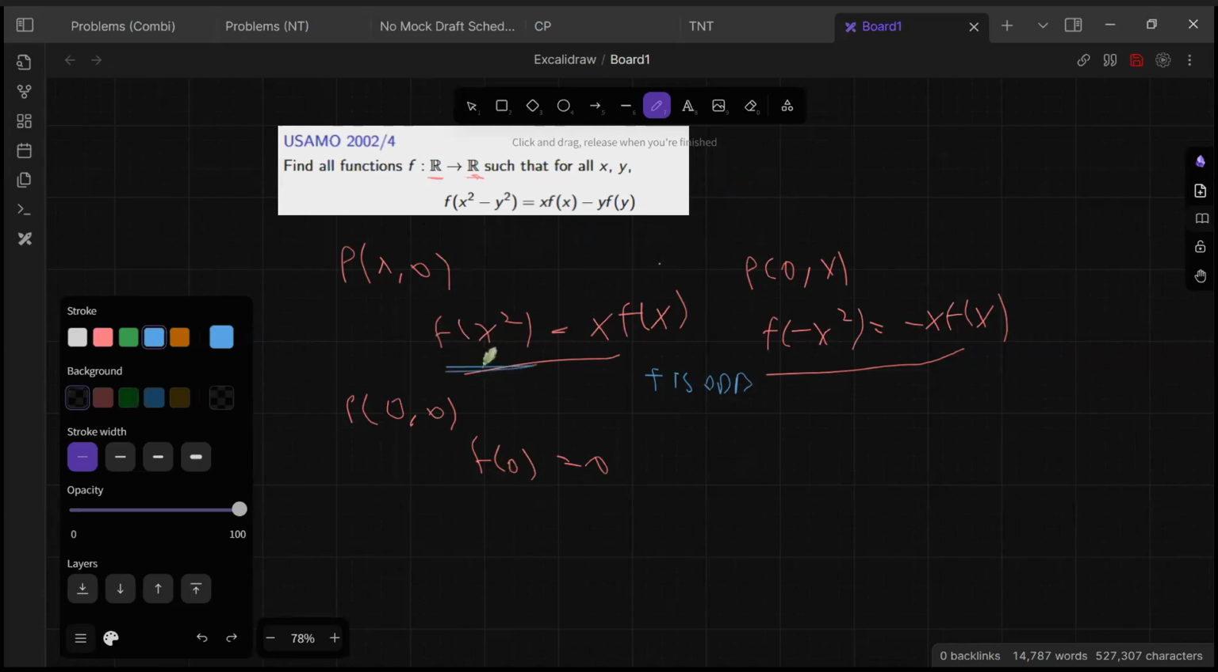So what do we know? We know f of x squared is x f of x. We have x f of x here, right?